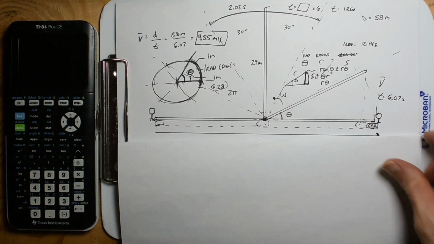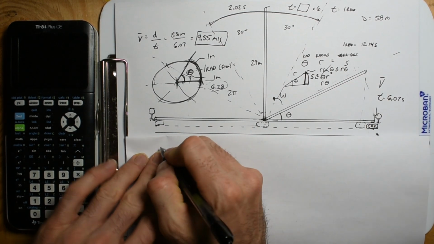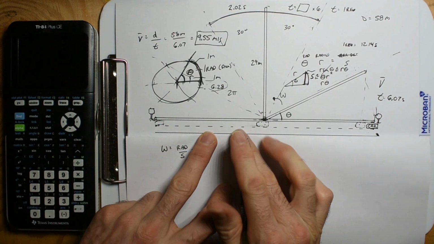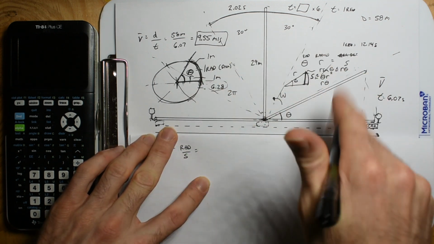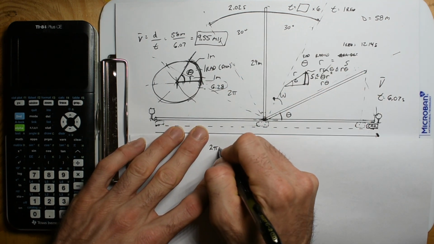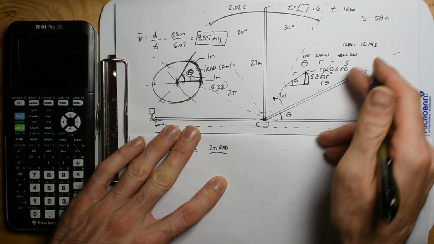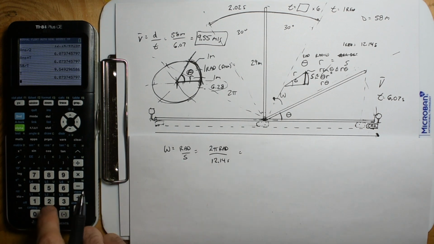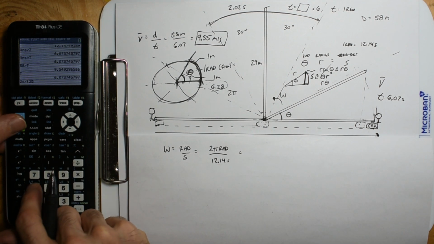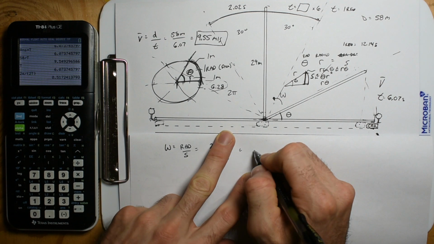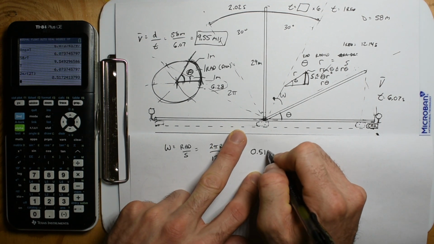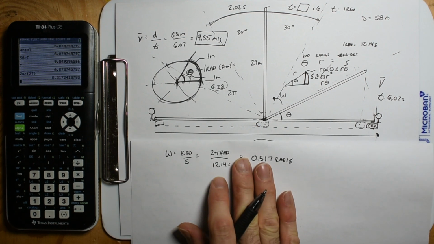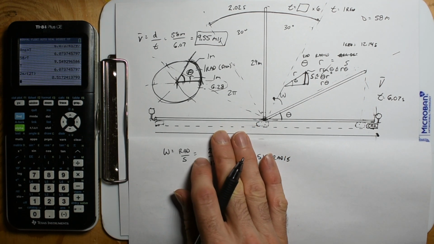Alright, so let's find the angular speed in radians per second. There are 2 pi radians in a circle, and we said that's going to take 12.14 seconds. So we have 2 pi divided by 12.14 seconds, and our speed is going to be 0.517 radians per second. Alright, sweet. So now what do we do with that? Like, who cares?